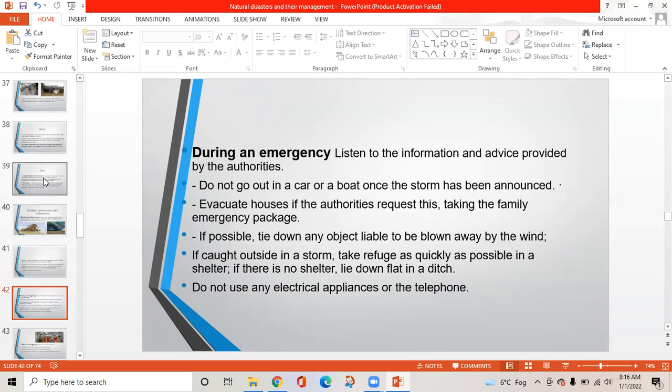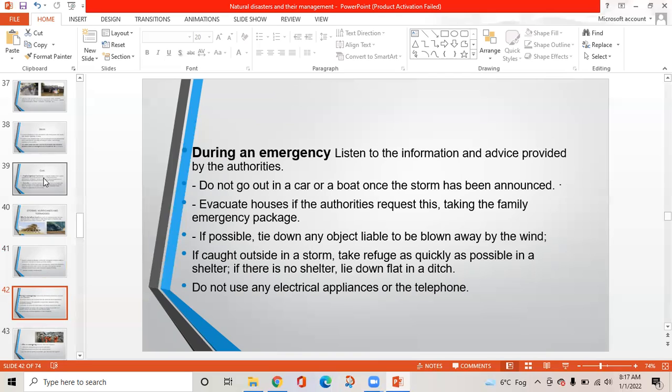During an emergency, listen to the information and advice provided by the authorities. Do not go out in the car or boat once the storm has been announced. Evacuate houses if the authorities request it, taking the family emergency package. If possible, tie down any object liable to be blown away by the wind.